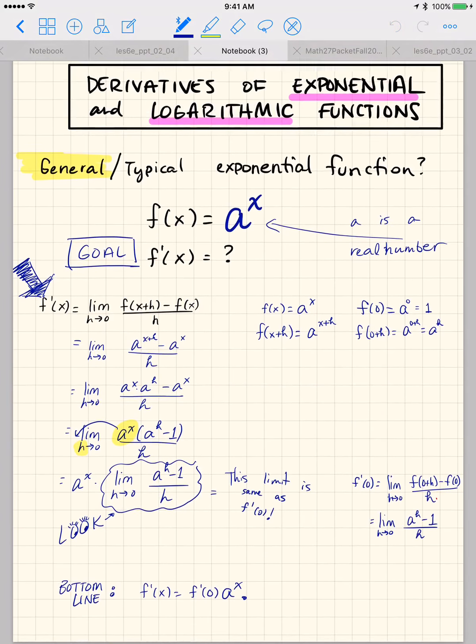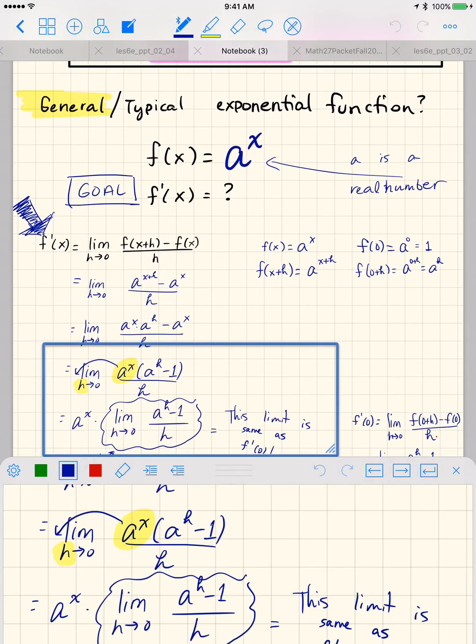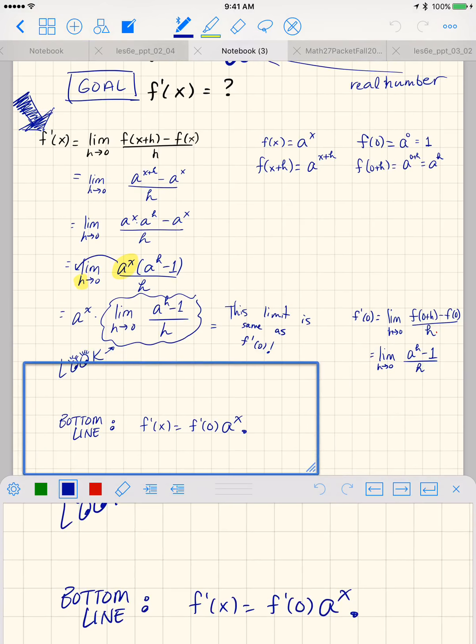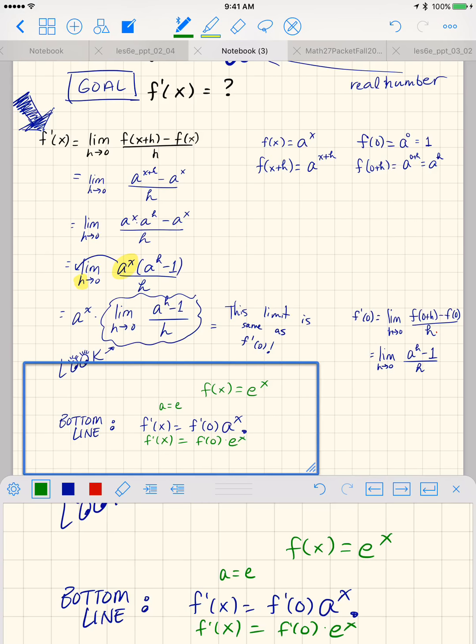So what we have here is, well, I like this little zoom in box here. So remember here, the bottom line is that f prime of x is equal to f prime of 0 times a to the x. And what we have is, we have a equals e, right? So f of x is going to equal e to the x, and f prime of x is equal to f prime of 0 times e to the x.